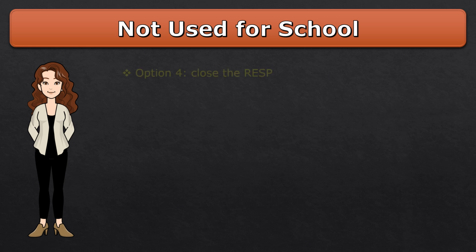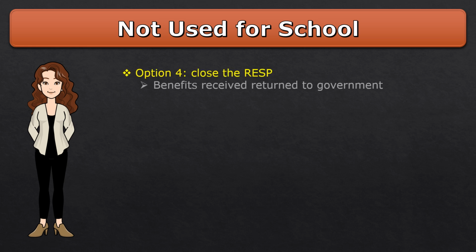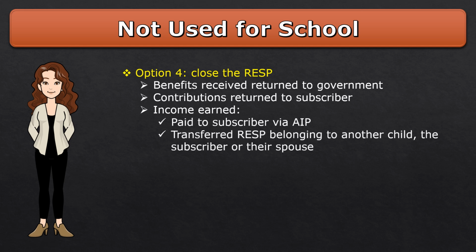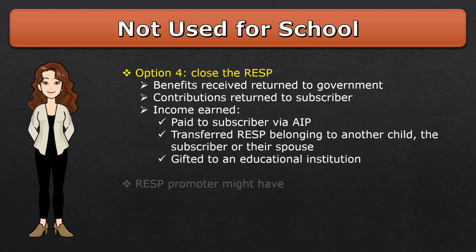Last, you can close the RESP. In this case, any benefits received will be returned to the government and the contributions will be returned to the subscriber. As for the earnings, they can be paid to the subscriber via an EAP, transferred to another RESP belonging to another child, the subscriber or their spouse, or gifted to an educational institution. Note that your RESP promoter might have their own conditions or penalties for closing the account.